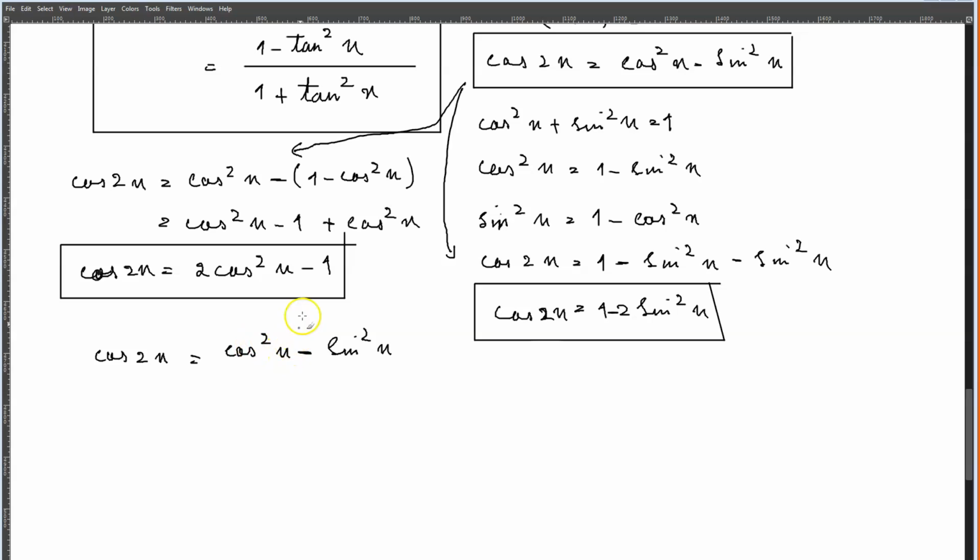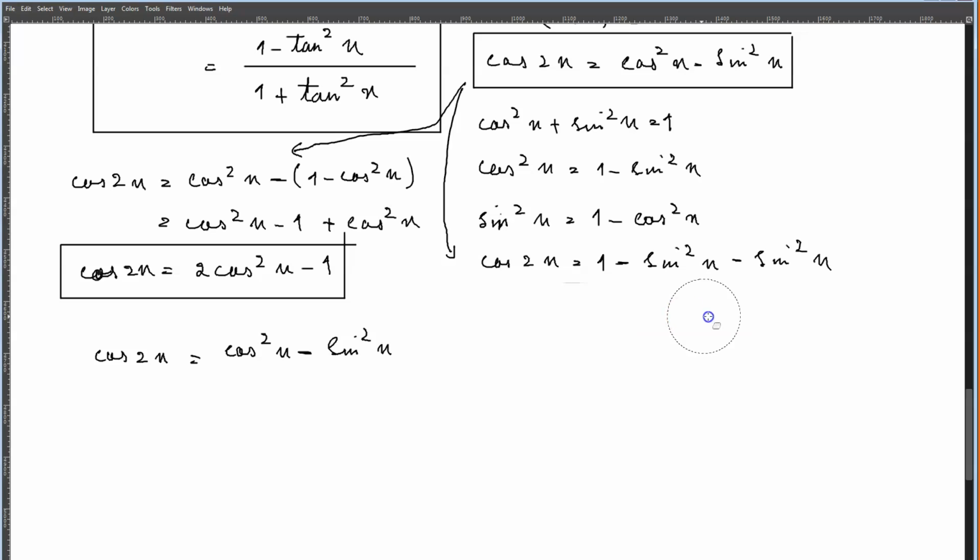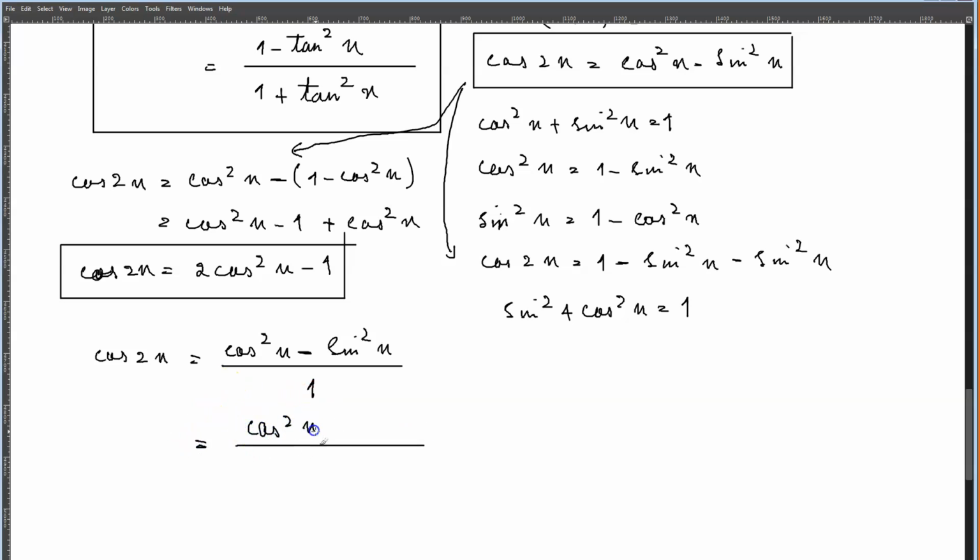Now I wrote something over here which was not exactly very relevant here. You know that sin squared x plus cos squared x is equal to 1, right? So I can divide this by 1 and nothing will change in the fraction. So I can write this as cos squared x minus sin squared x over cos squared x plus sin squared x, right?